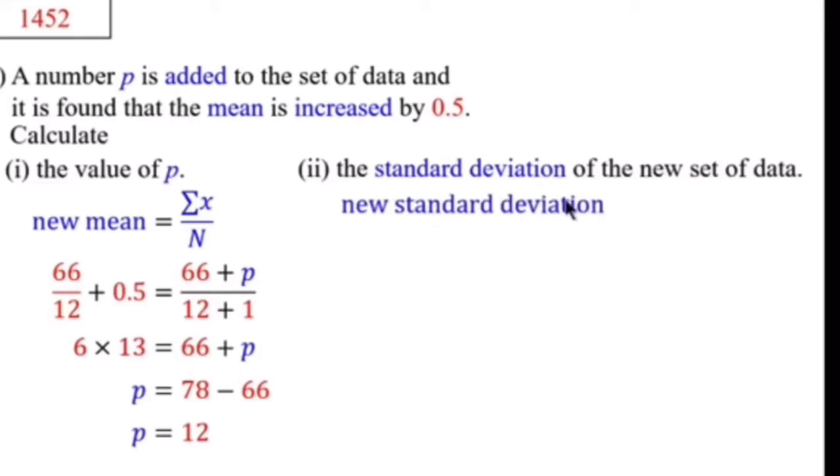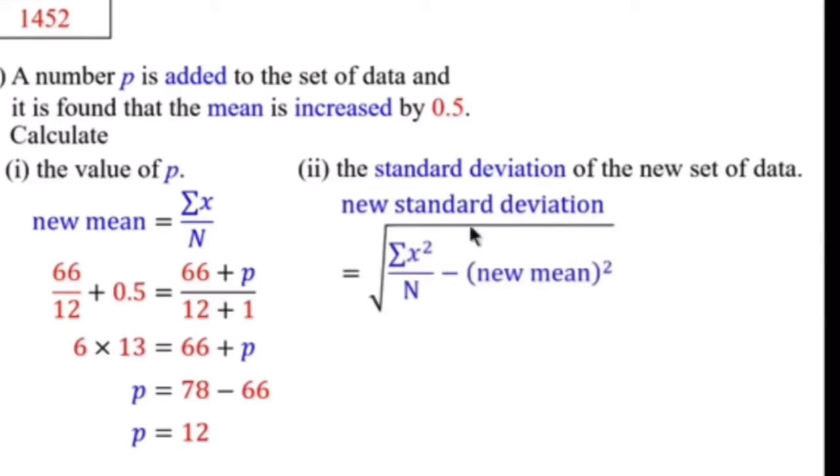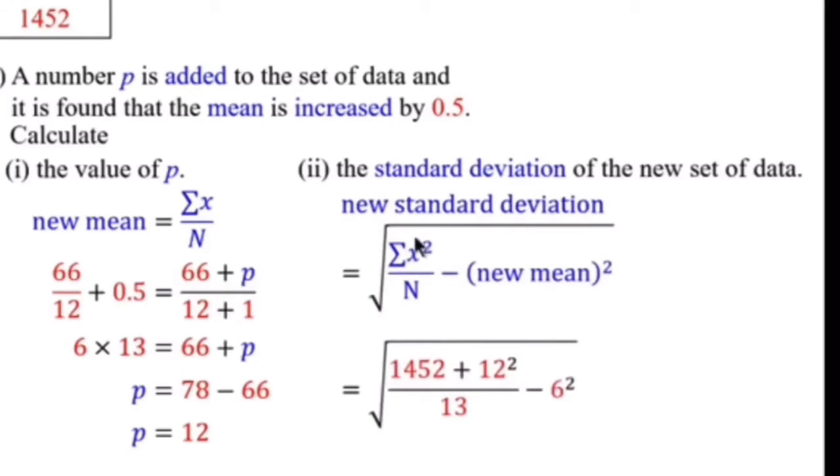Now we see the second part. We want to find the standard deviation after p is added. So for the new standard deviation, you must find the new sum of data squared. Originally we have 1452, the sum of data squared. But after you add p, you have to add the value of p squared, which is 12 squared. The total number now becomes 12 plus 1, which is 13. So that means the sum of data squared also changes.